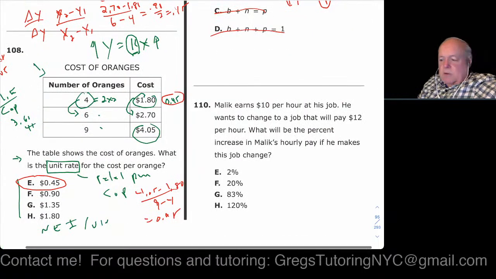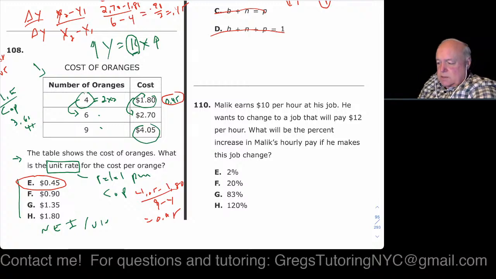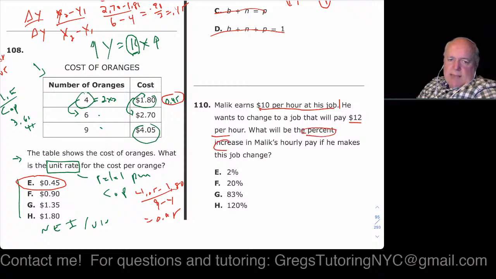Okay, the last question, number 110, is also tricky to a lot of students. And there's probably 2 ways to do this. Let's see here. Malik earns $10 per hour at his job. He wants to change to a job that pays $12 per hour. What will be the percent increase in Malik's hourly pay if he makes this job change?